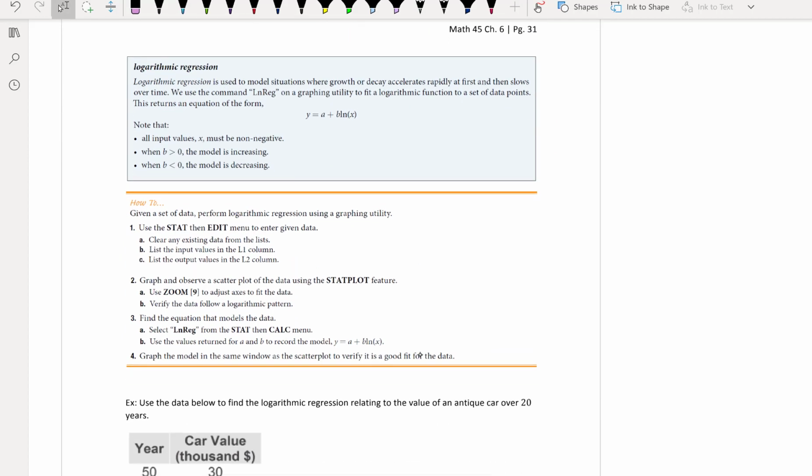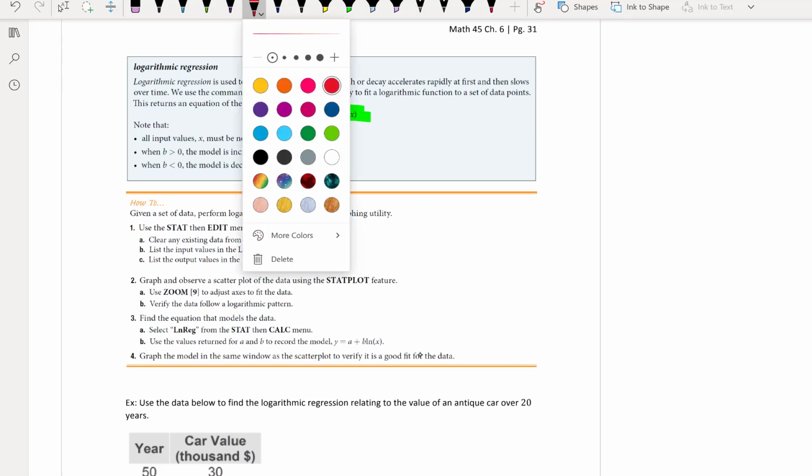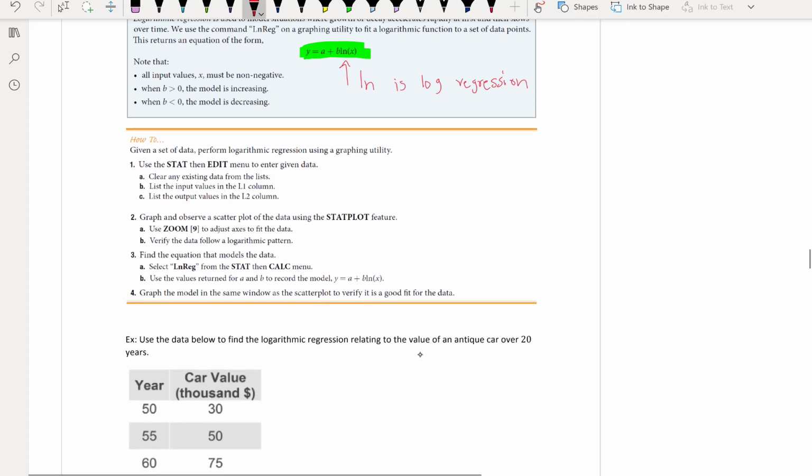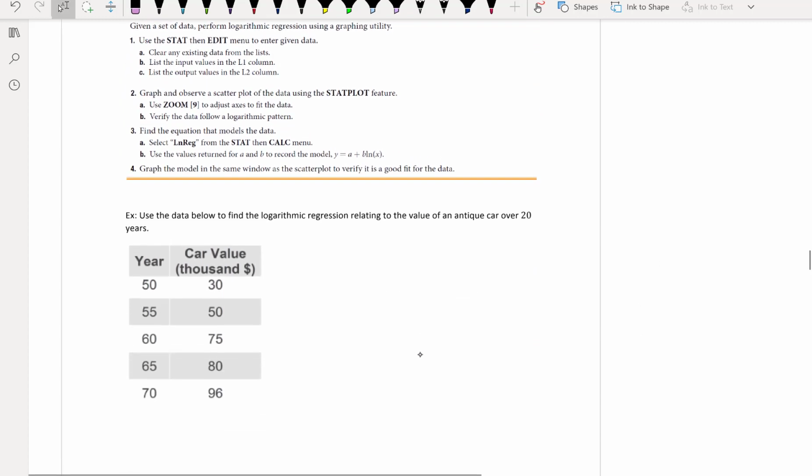So for this one, now I have my logarithmic equation, or my logarithmic regression. I'm going to go ahead and notice that my logarithmic equation actually has the word ln. So ln is the log regression. Okay, so that's something to be careful about. So all right, here we go. So we have our instructions and we have our data.